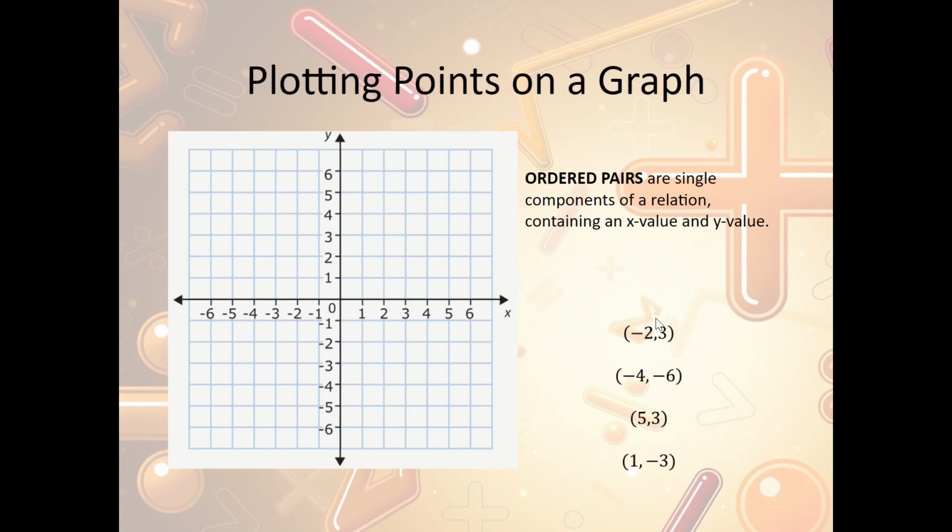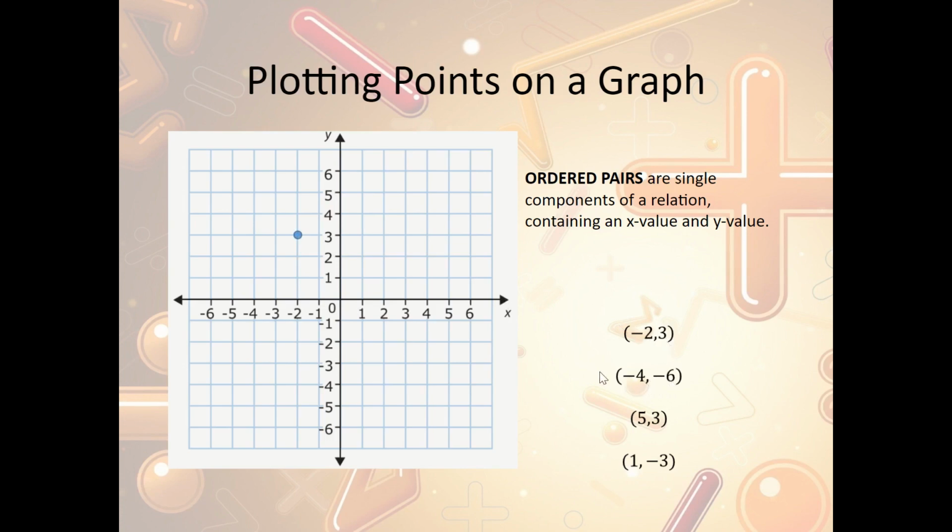So x, then y. My x is -2, so I'm going to go along the x-axis and find -2, which is here. And my y is 3. So I'm going to go along my y and go up to 3, right there. And I'm going to plot my point. That represents -2, 3.